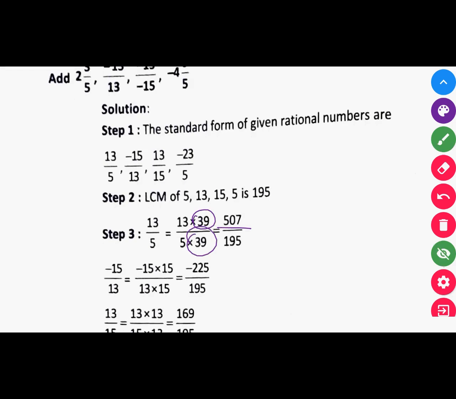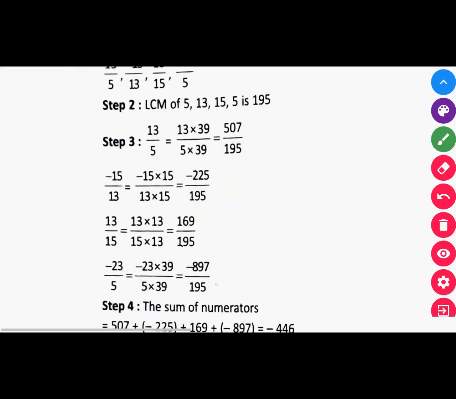We get this number. Second rational number with 15. We got our second rational equivalent number. Third also with the 13 and fourth with 39. We get these four new equivalent rational numbers whose denominator is same.